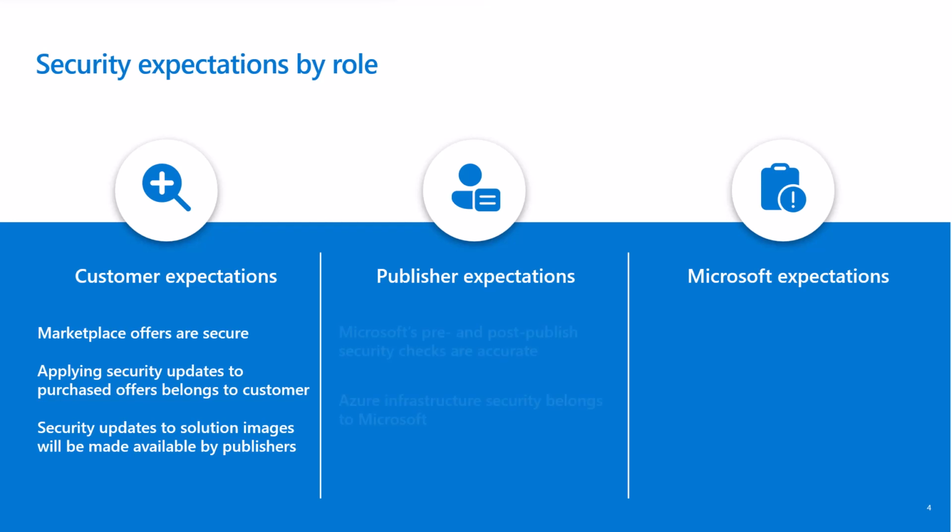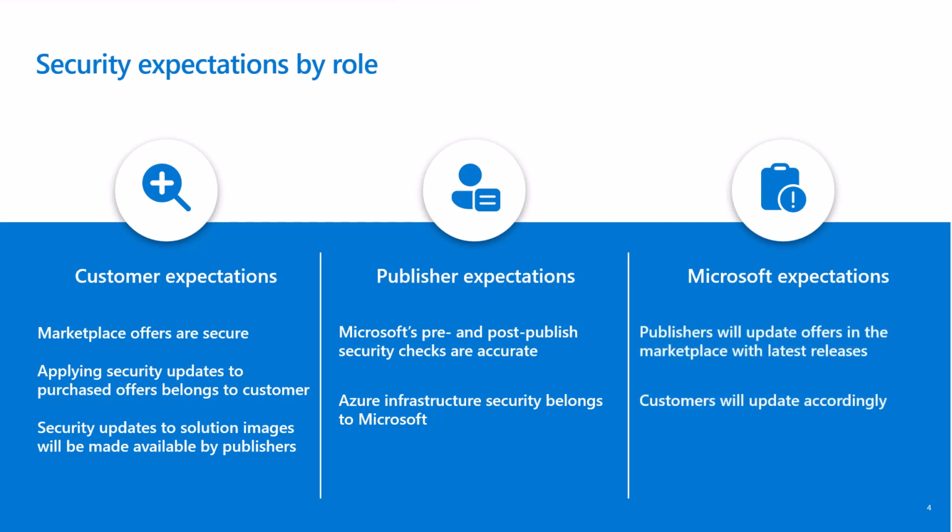Now, publishers have certain expectations of their own. Firstly, that Microsoft will scan their images for security vulnerabilities in the publish process and even afterward. Reasonably so, publishers may expect that security of Azure's infrastructure lies squarely with Microsoft. Now, just like customers, Microsoft expects publishers to frequently update images with the latest security patches and updates. And lastly, there's an expectation of customers that they will update their offers with newly released images as appropriate.